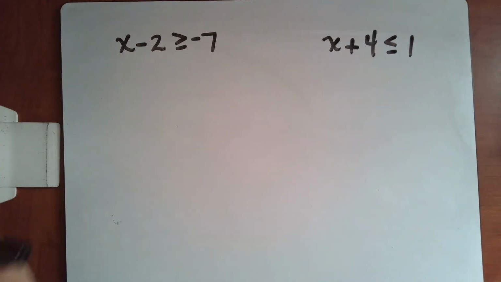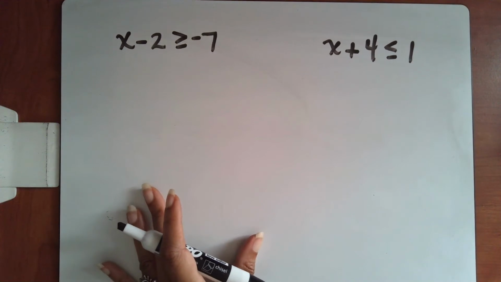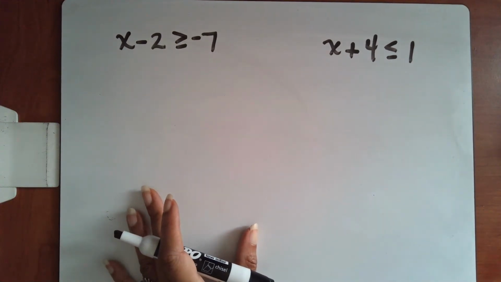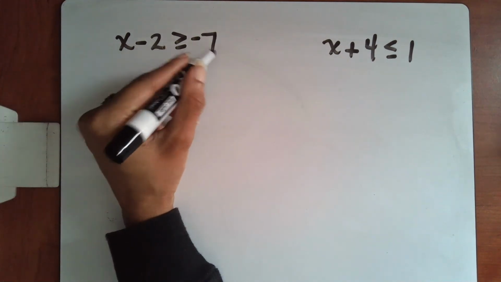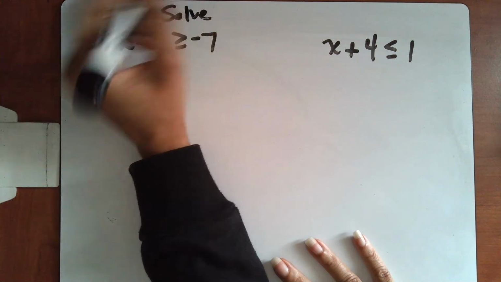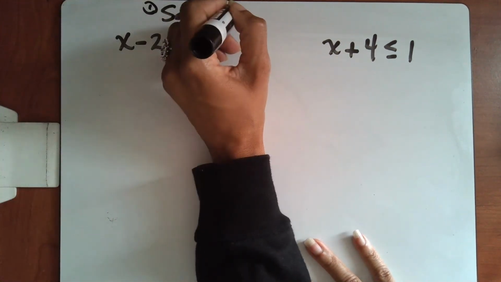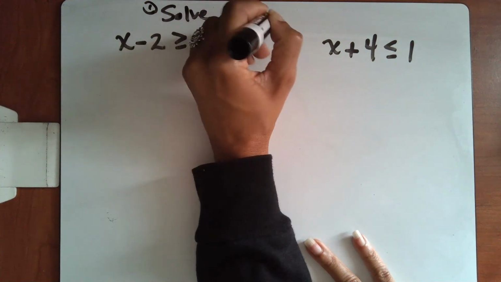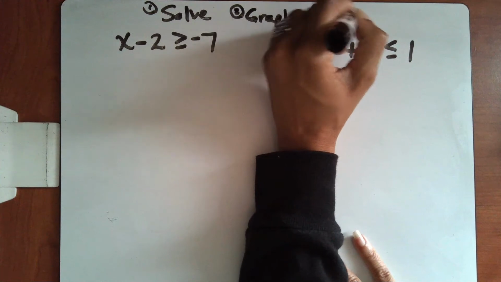All right, so here we have x minus 2 is greater than or equal to -7. X plus 4 is less than or equal to 1. So here we go, x minus 2 is greater than or equal to -7. So remember, we're solving, right? So when you solve, you have to solve. Then you have to what? Graph. Then you have to write the solution in interval notation.